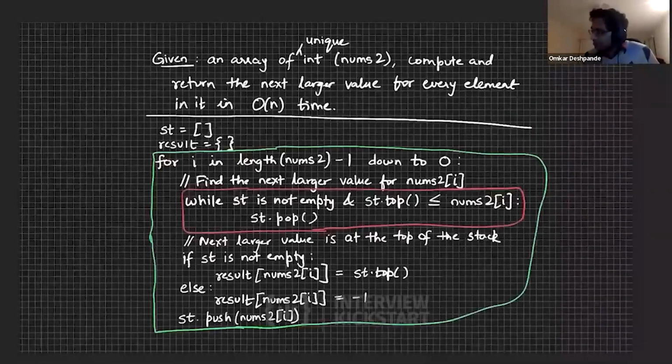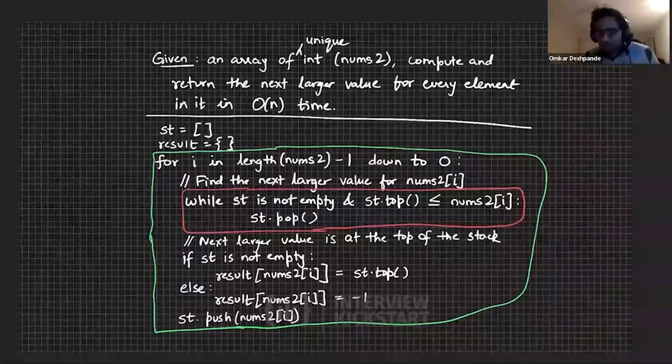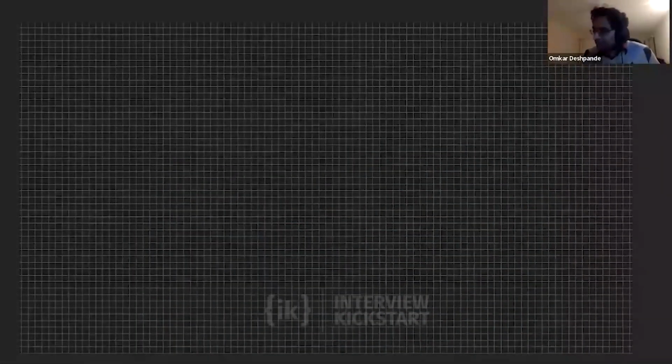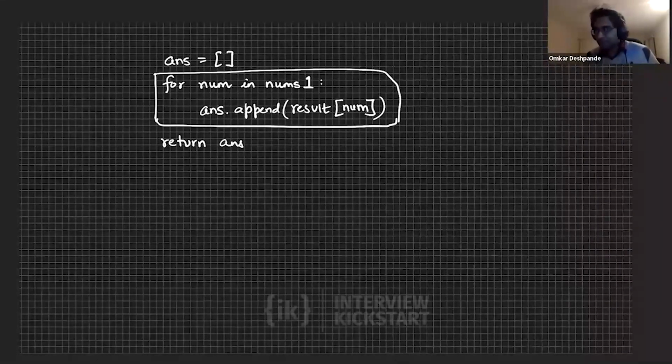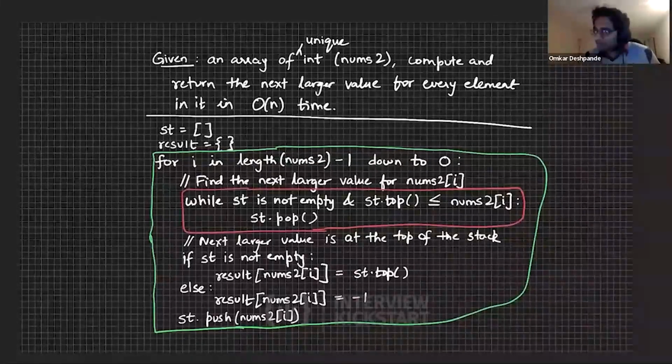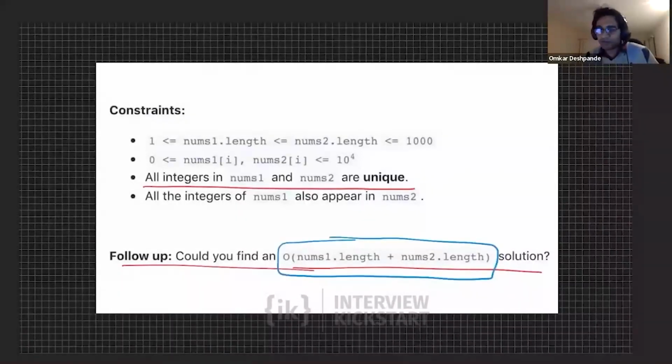So how much time? This part we know took time proportional to the length of nums2. Here we are looking at every element in nums1 and just looking up the mapping to fill in the answer array. So this part of the code takes time proportional to the length of nums1. So when combined together, the total code takes time proportional to the sum of the lengths of the two arrays, which is what they want.